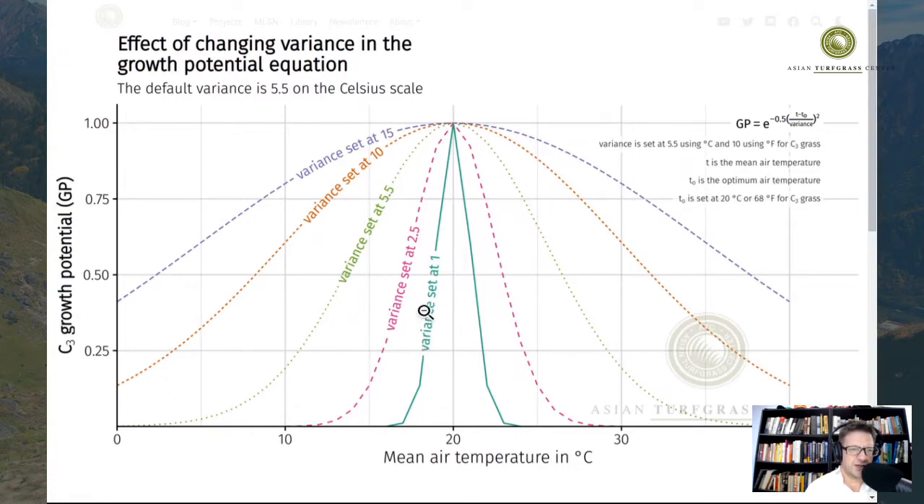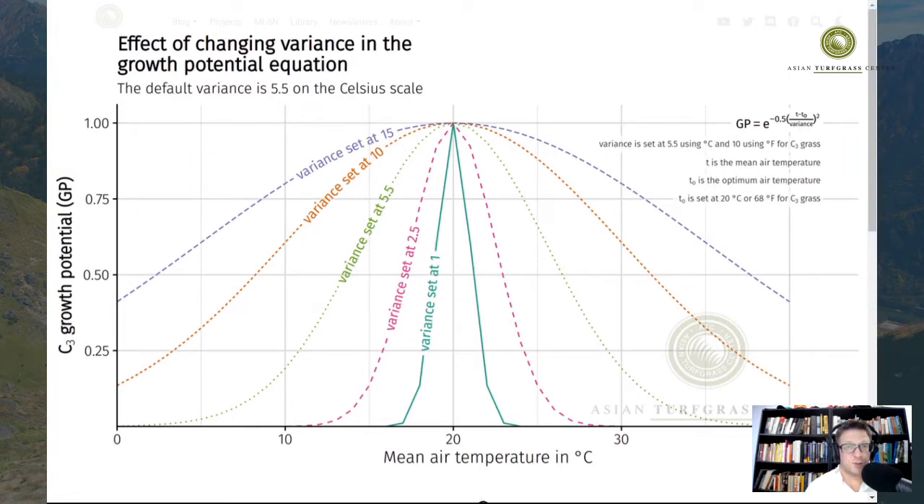I did an example using Celsius degrees and using the growth potential for cool season turf. And when I did that, I did one line, I did an example with the variance variable set at 1. If I do that, as the temperature is 20 degrees, which is the optimum, it's at a peak. The growth potential is 1. That means the temperature is close to an optimum for growth.